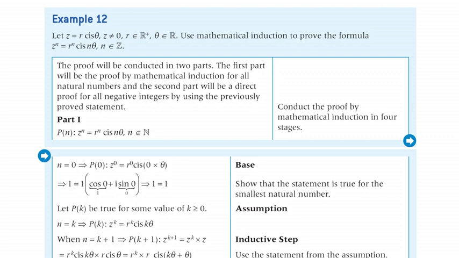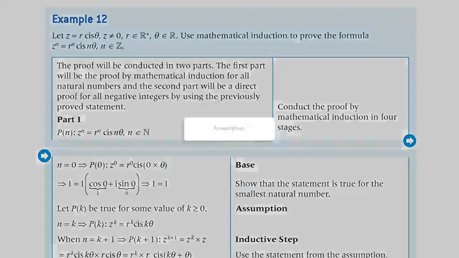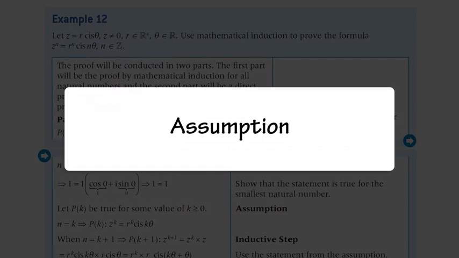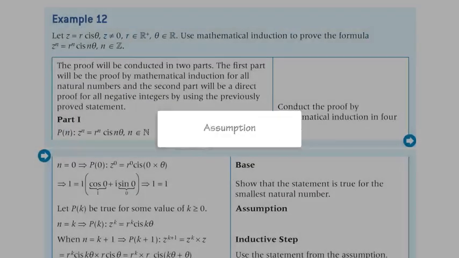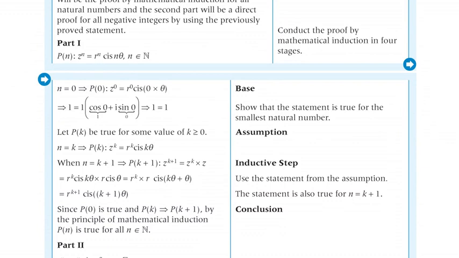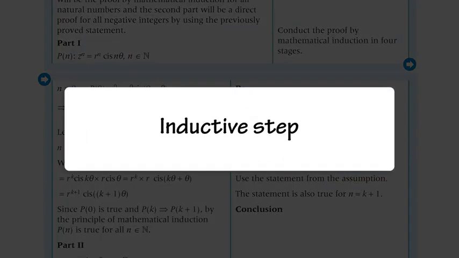The next step of mathematical induction is the assumption. You need to assume that the formula works for a certain natural number called k. n equals k implies Pk, which is z to the k equals r to the k multiplied by cis k theta. The third step of mathematical induction is called the inductive step.